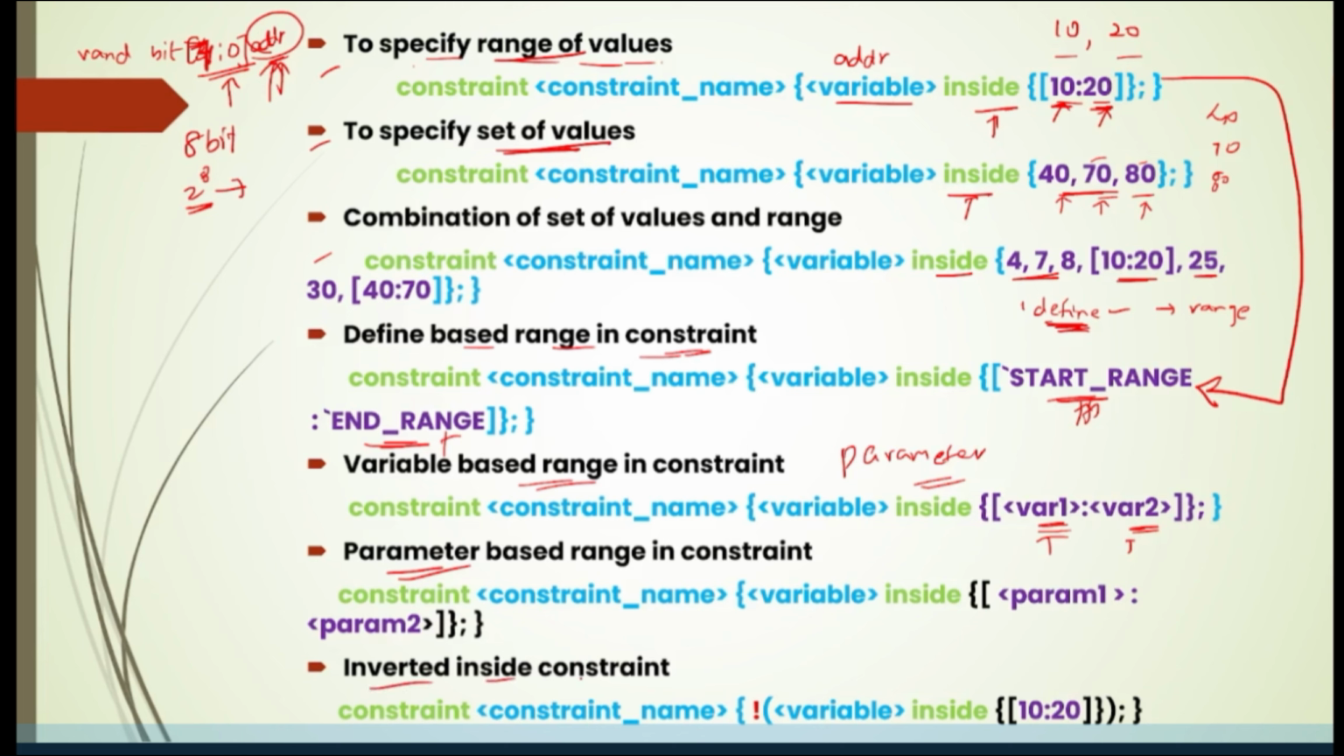And then the inverted inside constraint. For example, when you write this constraint, you can expect the output to be within 10 and 20. Now for the entire logic, if I put the inversion symbol, it means the value should not be between 10 and 20. Any value before 10 and after 20 can be randomized, but between these values the randomization should not take place. That is what the inversion symbol does.